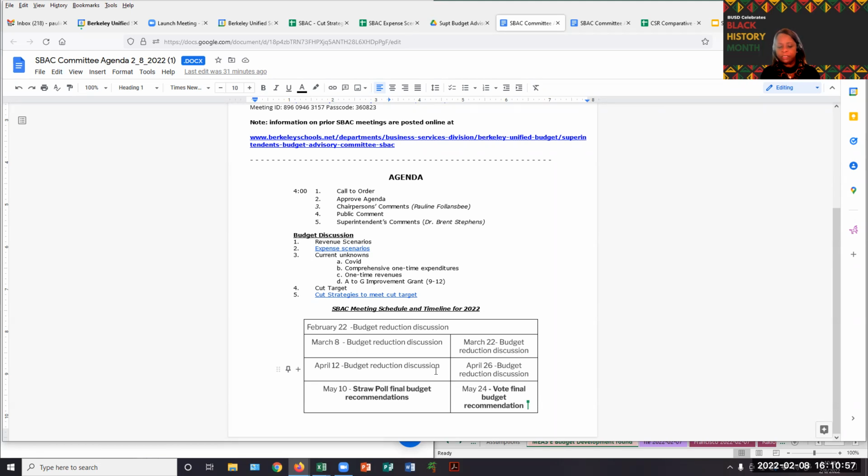And then we will take it to the board for them to vote on it at their meeting on June 1st. So that's the roadmap in terms of where we're trying to get to with the meetings that we currently have scheduled. If for any reason we're unable to make this deadline, we can add meetings if needed. So that's my overview of the agenda.